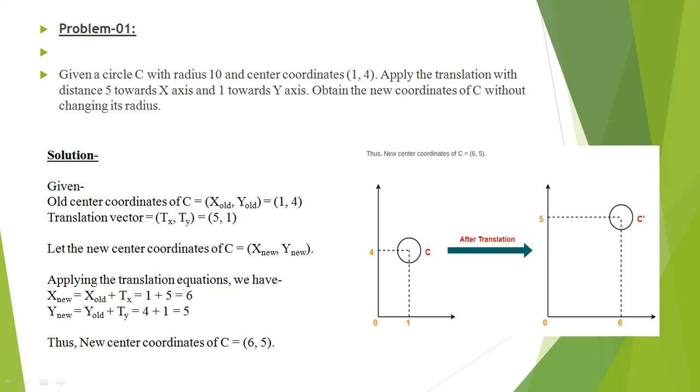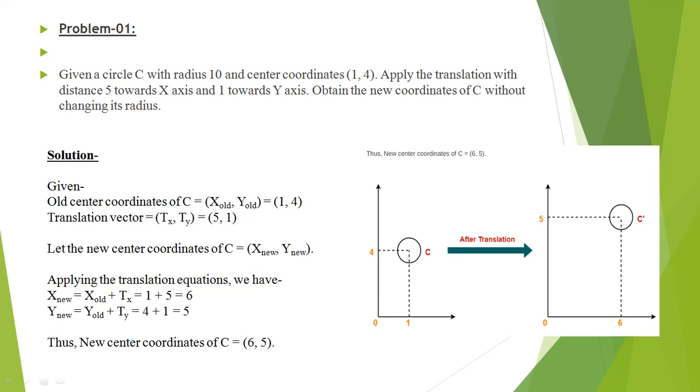Applying the translation equation, x new equals x old plus tx. Putting in the values of x old and tx, 1 plus 5 equals 6. So we get the x coordinate value for the translation transformation, which is 6. After that we calculate the y new value: y new equals y old plus ty. After putting in the values of y old and ty, we get y new equal to 5. So the new center coordinate is 6 and 5.